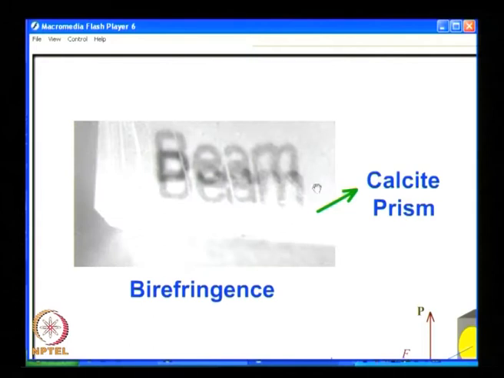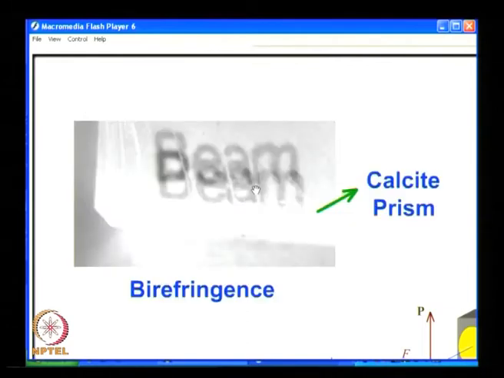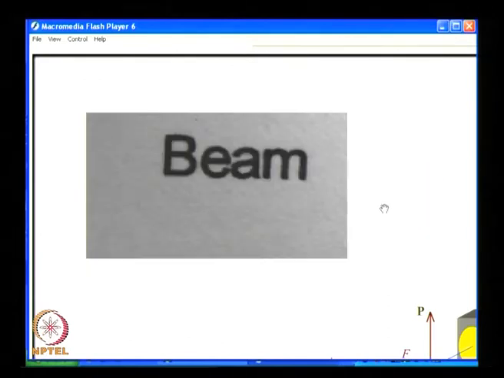There you would have put pins, and then you would have identified the refracted ray by putting another set of pins, and then you find out the refractive index from Snell's law. That is what you would have done. And here what you find, I place a crystal. Calcite is a crystal. When I place a crystal, the word beam is seen twice. And this is because the crystal has the property of birefringence even without the application of load.